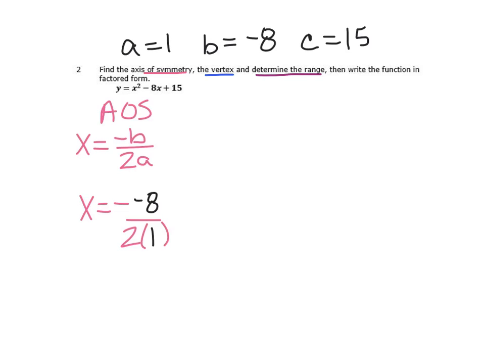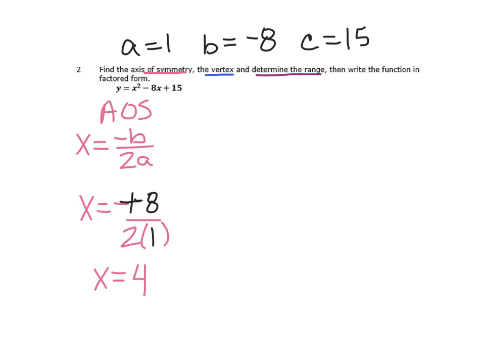This minus our negative turns into a positive. So we have positive 8 divided by 2, because 2 times 1 is 2. So this gives us our axis of symmetry is x equals 4. You must include that x equals.